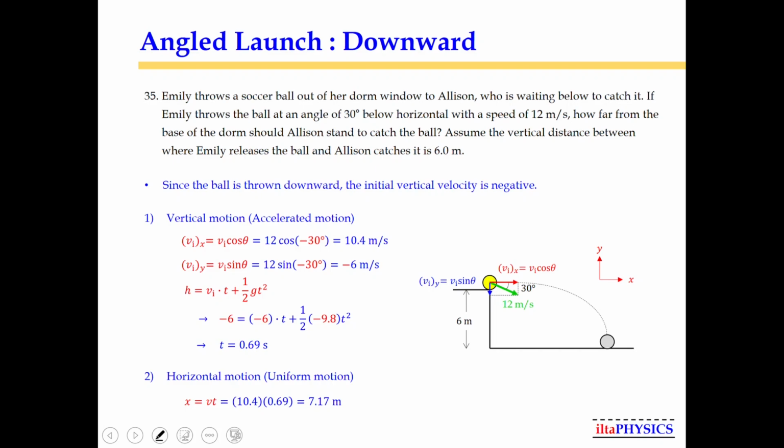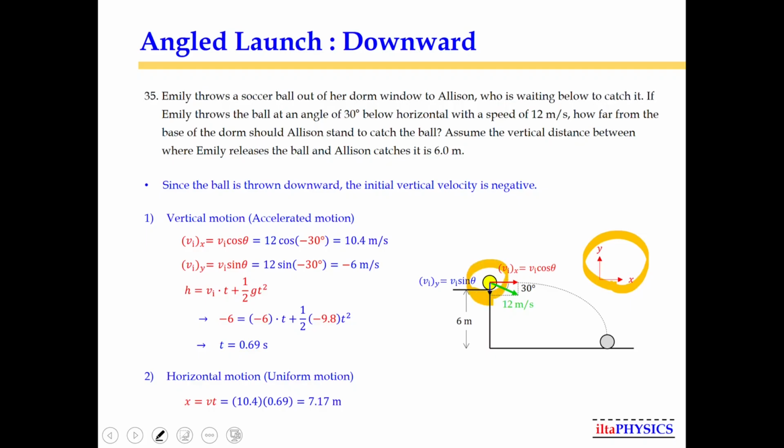Problem 35 involves an object launched downward at an angle. An object is thrown from a height of 6 meters at a speed of 12 meters per second, at an angle of 30 degrees below the horizontal. We need to find the horizontal distance traveled. We'll set the Cartesian coordinate system with the origin at the starting position of a soccer ball, the yellow dot.